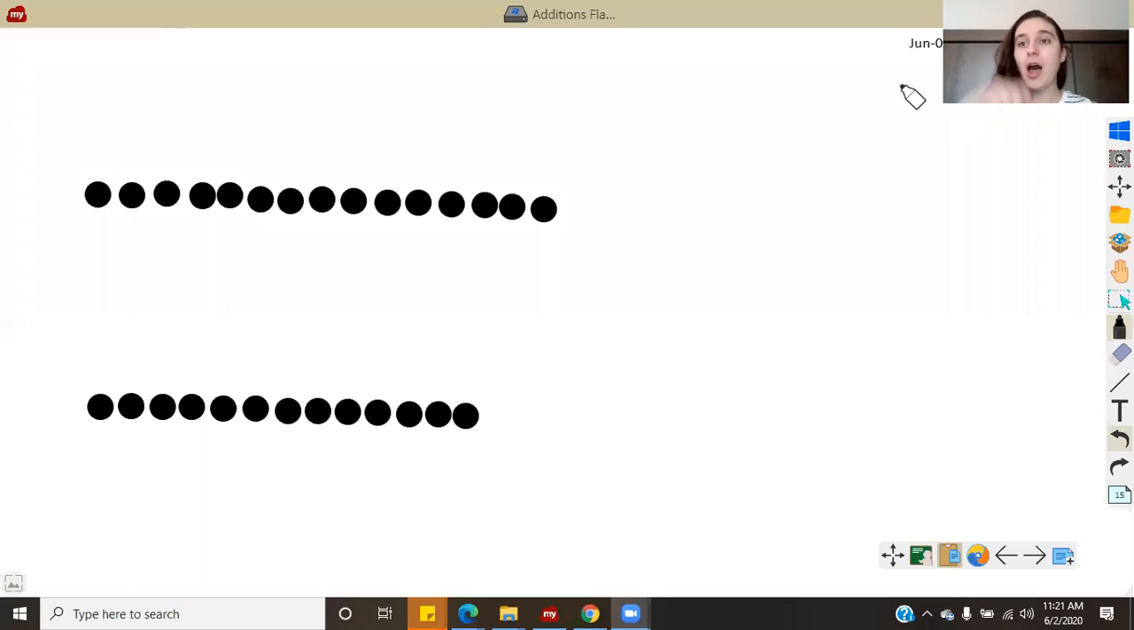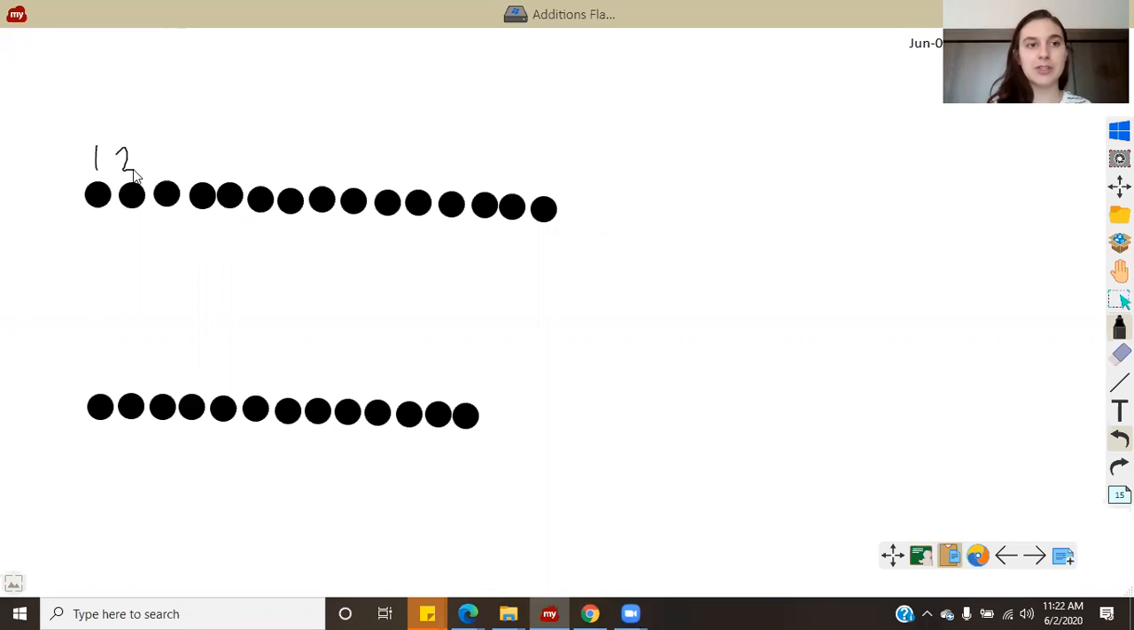Today for math, we are actually going to talk about when numbers are greater than or less than or maybe even equal to. Let's go ahead and get started. Now, scholars, on my board, I have already drawn dots. So I have one row of dots and I have a second row of dots. Let's go ahead and label our first row of dots and see how many dots we have all together. So go ahead and count with me as I label.